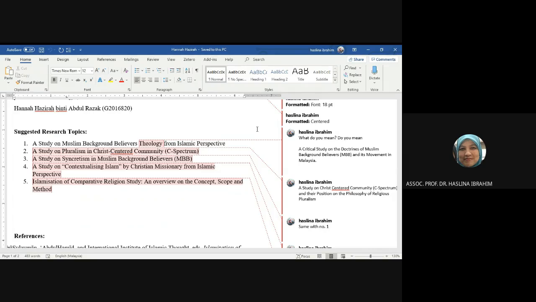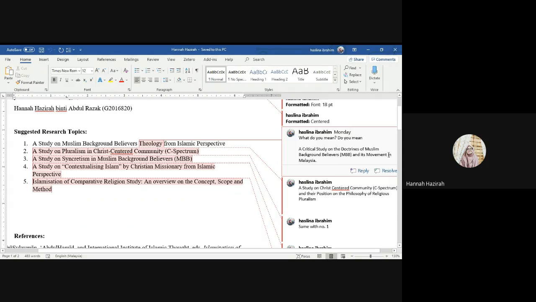Oh, okay. It's justifiable as long as you can justify that in your literature review, in the scope of research. Yes, you can. That's why you put this MBB and make it standardized in your article for this group, because otherwise you have to repeat Muslim background believers. So you put MBB and then you justify it in the literature review or the scope of research.